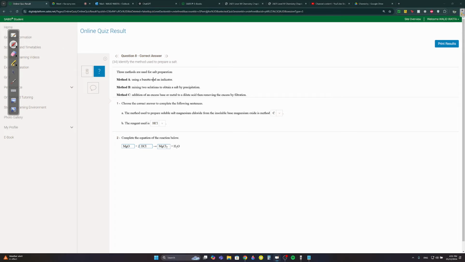Question 8. Okay, these 3 methods are used for salt preparations. Method A, B, and C. A is using a burette and an indicator. This is obviously titration. When you use a burette and indicator, that's titration. Mixing 2 solutions to obtain salt is the precipitation method. Addition of an excess base is the excess method.